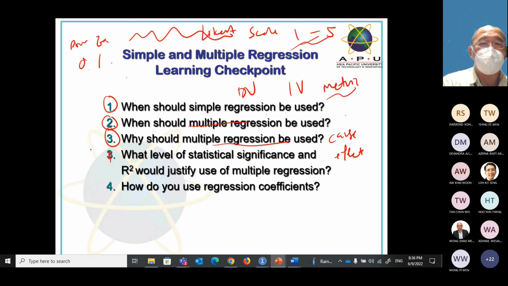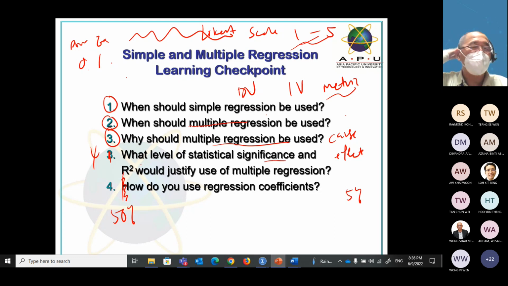Number 4. What level of statistical significance do we normally use? 5%. And R square, of course, 95. Say no, R square is not much, minimum half. Again, R square is not too important compared to F. F is very, very important. Fisher, yes, the Fisher test.